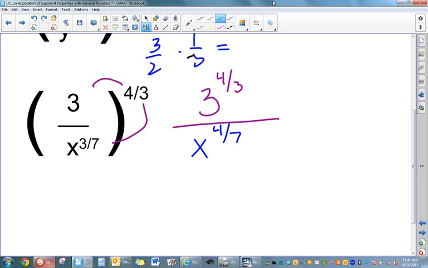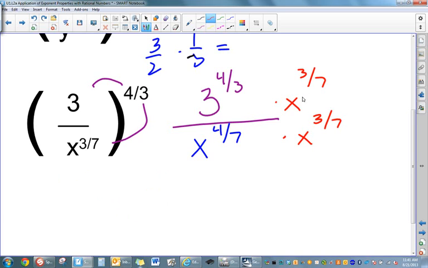Lindsay? Because 3 over 7 times 4 over 3, cross cancel, it gives you 4/7. So now on bottom, I have x to the 4/7. I'm not allowed to have a fraction. So I need to multiply it by x to the what? Honey, I'm going to multiply by x to the what? x to the 3/7.